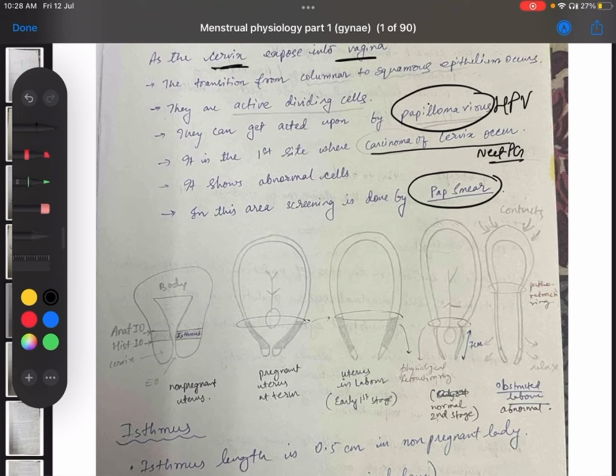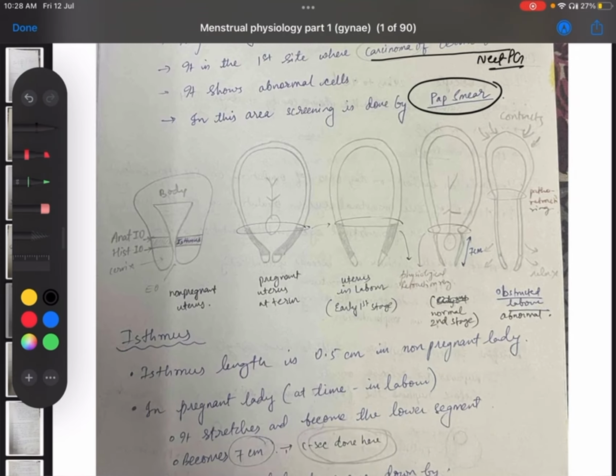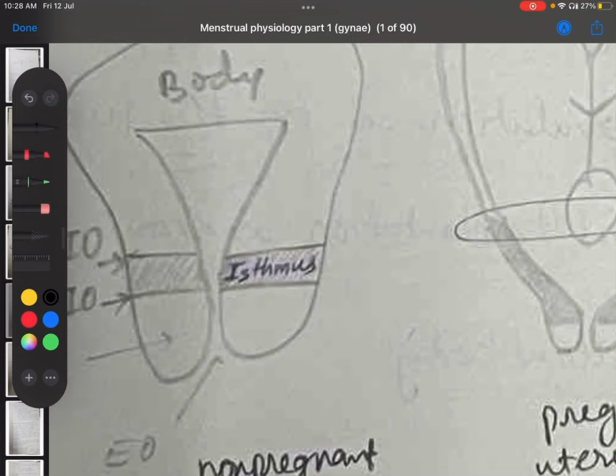Now the isthmus of cervix, which I told you earlier is very important, and we will be discussing it in further slides. Now, what is the isthmus of cervix? It is the area between the anatomical internal os and the histological internal os. This much we know. Now let's understand. For a non-pregnant uterus, the isthmus is 0.5 centimeter in length. That means this particular size is only 0.5 centimeter.